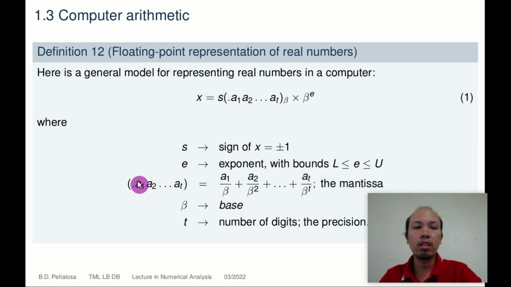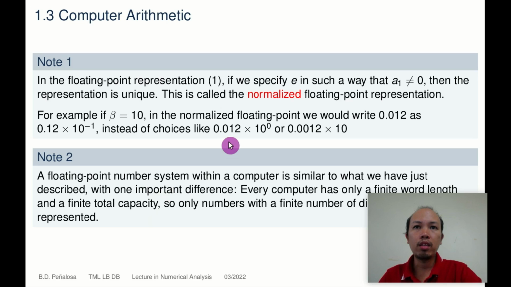So a sub 1, if we specify that a sub 1 is not equal to 0, then the representation is unique. Okay, so we need not prove this one, and we just accept this result. If a sub 1 is not equal to 0, then that number is called a normalized floating point representation of the number x.